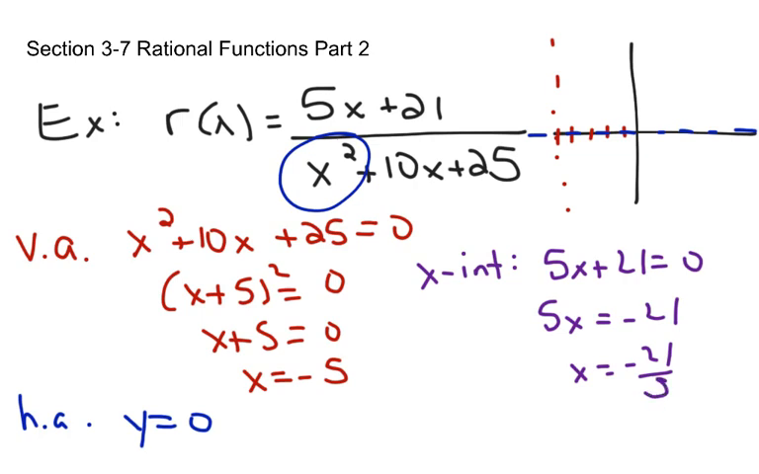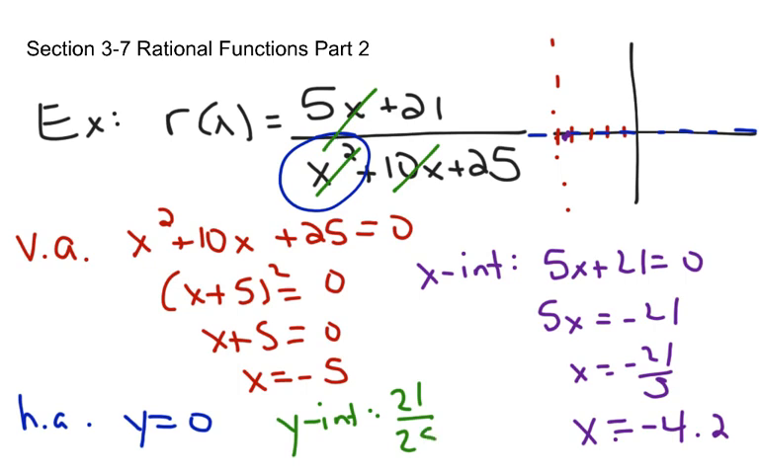Negative 21 over 5 is like negative 4.2. So 1, 2, 3, 4. So there's an x-intercept over here. And then the y-intercept is what you get when you make all the x's zeros. You're left with 21 over 25. Well, 21 over 25 is like 0.84.